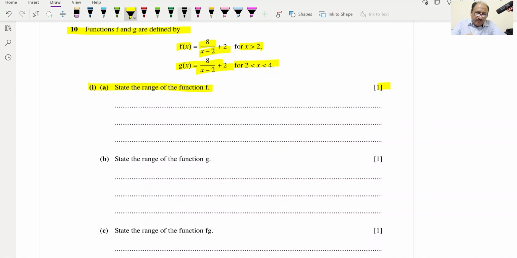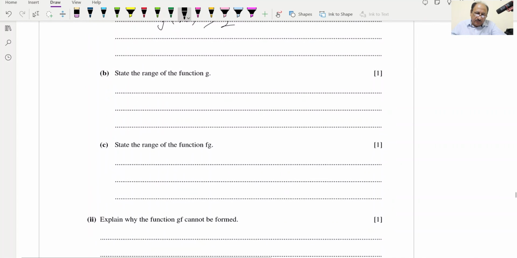Range of f, if we check, this is a positive value, and this one's minimum value can be 2, so we can write f of x is greater than 2. It will always be greater than 2, and the y value will be greater than 2.